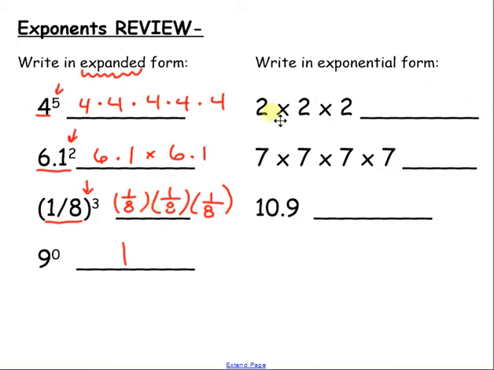Okay, now let's write these in exponential form. So we have a base of 2, and it's being multiplied times itself 1, 2, 3 times. Over here I have a base of 7, and it's being multiplied times itself 1, 2, 3, 4 times. And over here I have a base of 10.9, and it's being multiplied times itself once. Don't get confused with something to the 1st power and something to the 0 power. Anything to the 1st power just means it's being multiplied times itself once, so it's just that number. But anything to the 0 power is going to be 1.